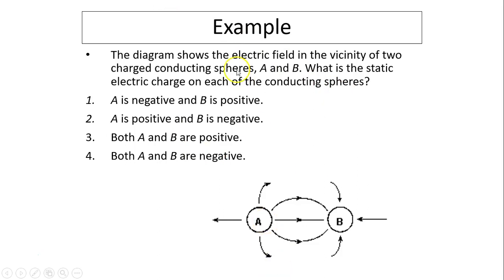Let's do another example. This diagram shows the electric field in the vicinity of two charged conducting spheres A and B. What is the charge on each conducting sphere? So we know the electric field lines start from positive and end on negative. So A is positive and B is negative. The answer is 2. That's it.